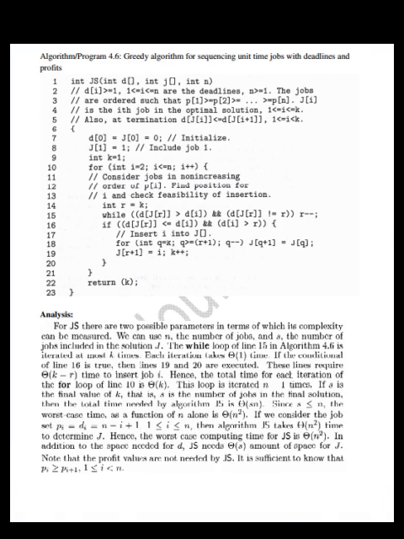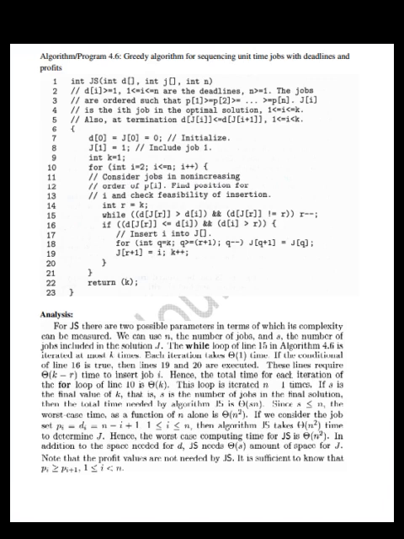If the conditional of line 16 is true, then lines 19 and 20 are executed. These lines require Θ(k - r) time to insert job i. Hence, the total time for each iteration of the for loop of line 10 is Θ(k). This loop is iterated n - 1 times. If s is the final value of k, that is, s is the number of jobs in the final solution, then the total time needed by algorithm JS is Θ(sn).